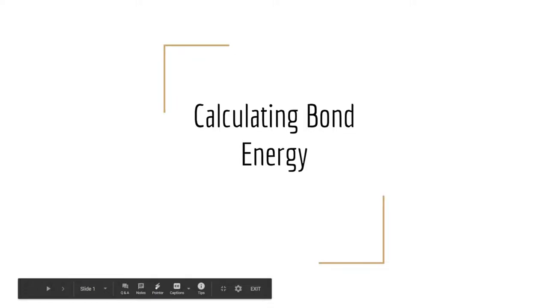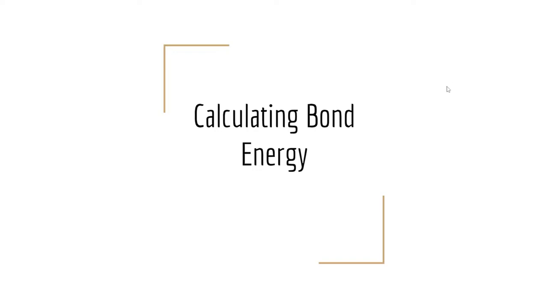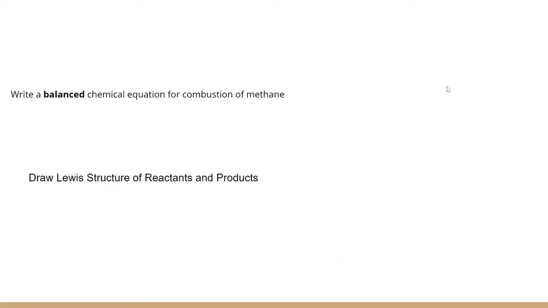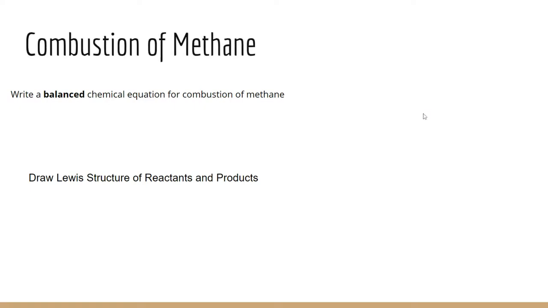So today we're going to learn about calculating bond energy. We'll begin with writing a balanced chemical equation for combustion of methane. So we begin with methane and we add oxygen. That gives us CO2 and H2O. As you see, I've also balanced the equation. So it's a completely balanced combustion equation of methane.